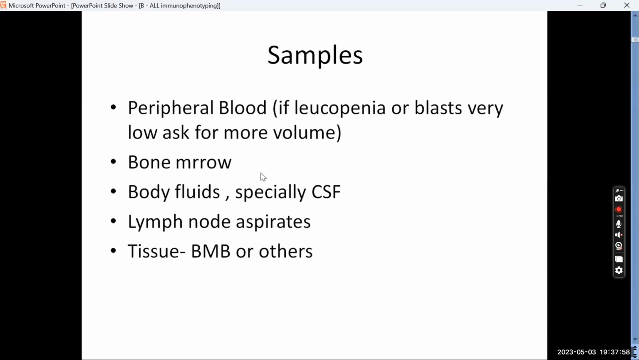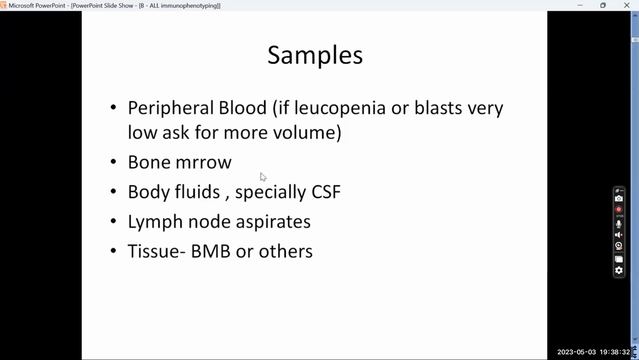Now, coming to immunophenotyping of acute leukemias, the sample you receive may be peripheral blood. If the peripheral blood is leukopenic, most of the time the marrow may not be attempted by the clinician, and he may ask you to run flow on peripheral blood. If the blast percentage is good, say 40%, 50%, 60% or more, and the total count is also good, then you can directly take 2 ml of peripheral blood and start processing for flow. Sometimes the patient may be pancytopenic.